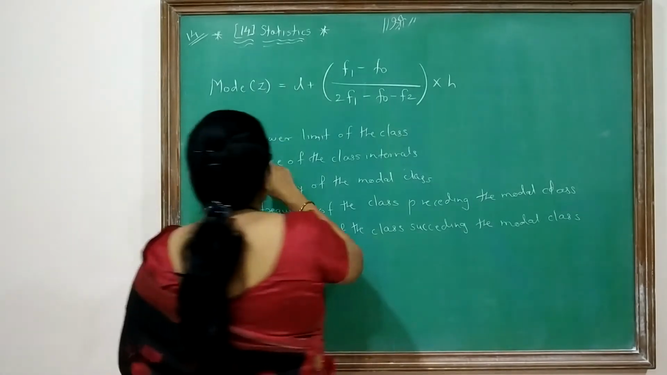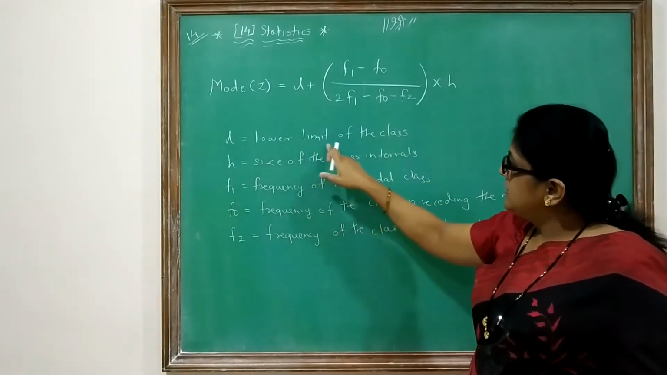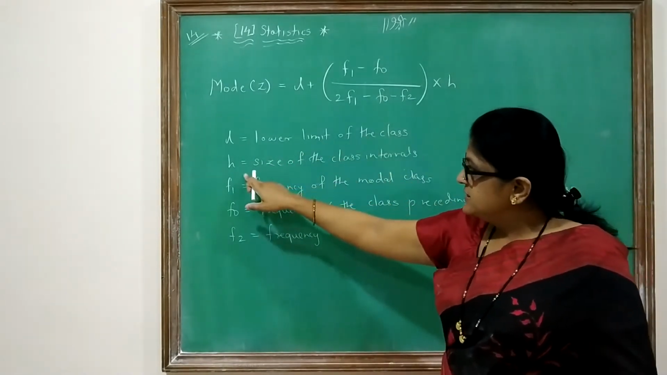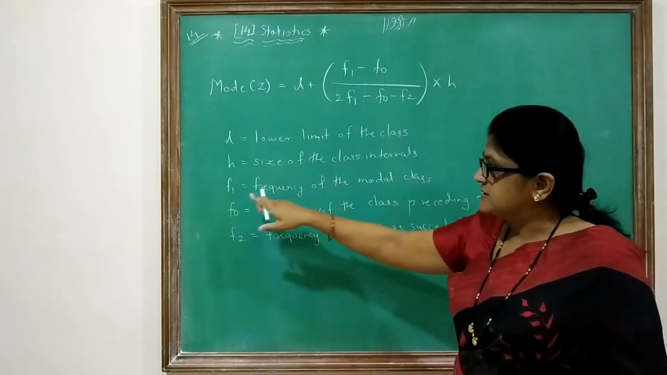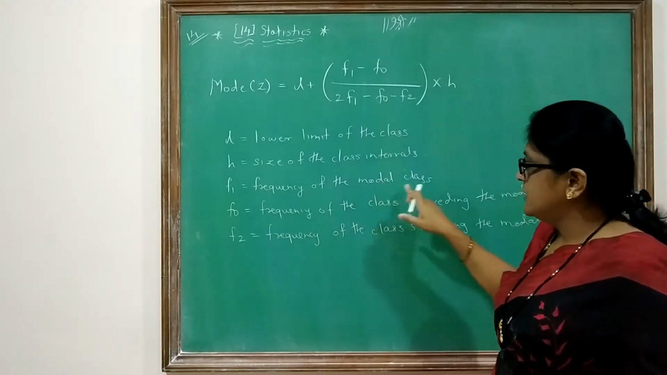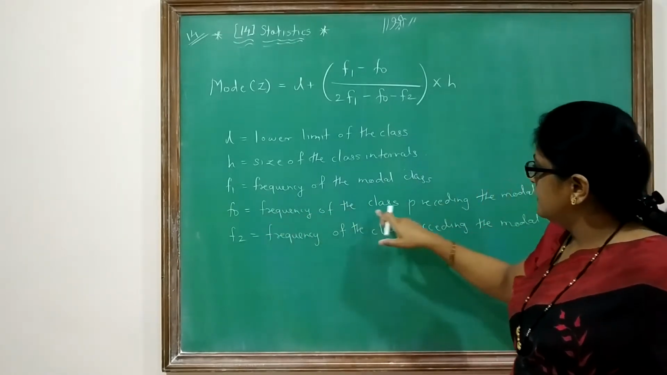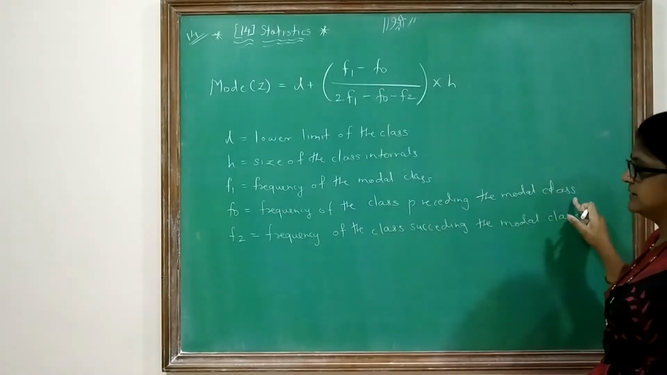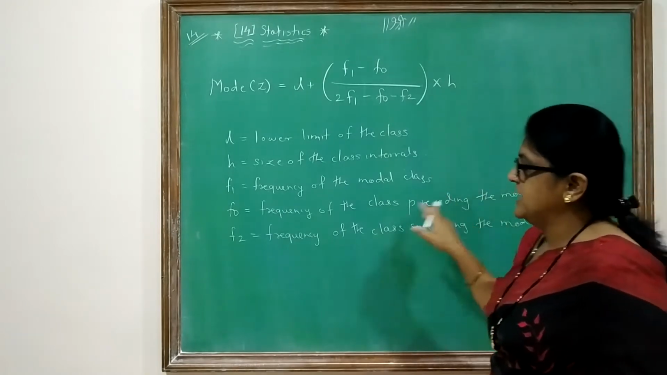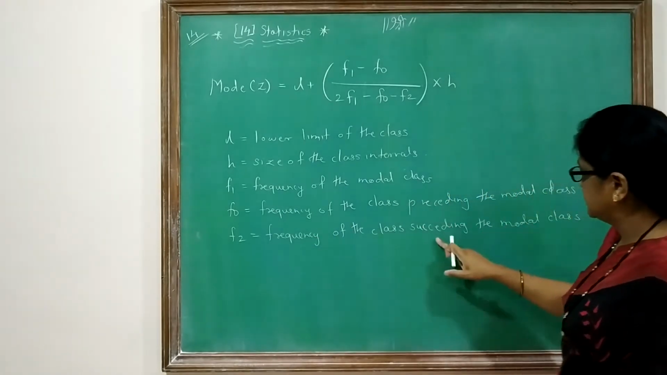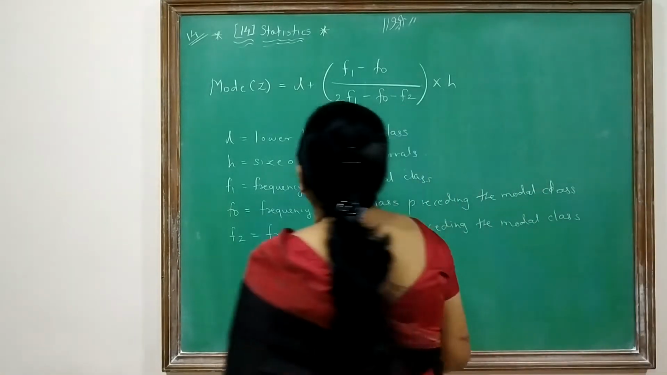Then what is L? L is the lower limit of the modal class. H is the size of the class intervals. F1 is the frequency of the modal class. F0 is the frequency of the class preceding the modal class, and F2 is the frequency of the class succeeding the modal class. Then see its example.